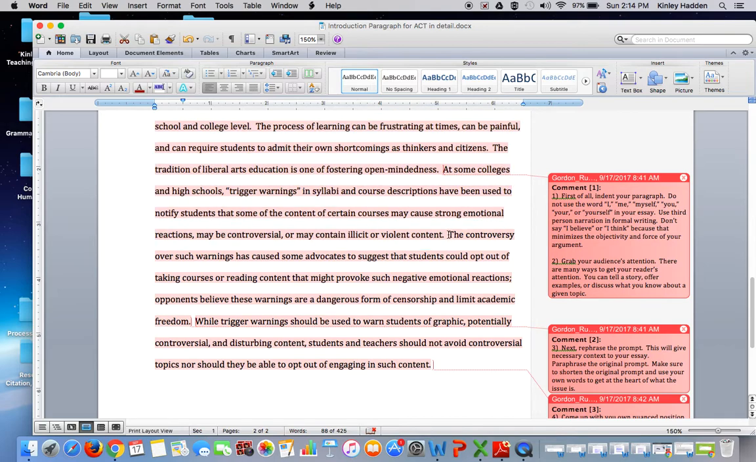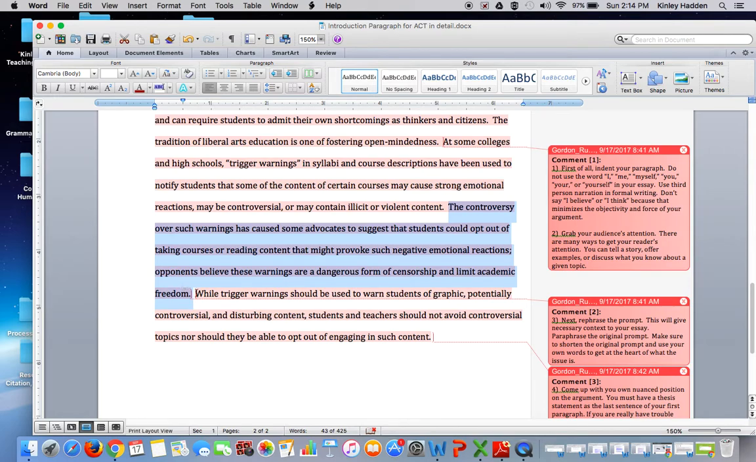Then I have one complex sentence. There's a semicolon, but there are 2 independent clauses here to tell you what those who advocate for trigger warnings mainly argue, and what those who are opposed to trigger warnings argue. It's just the most basic overview. In my body paragraphs, I'll get more into what the arguments for and against are.